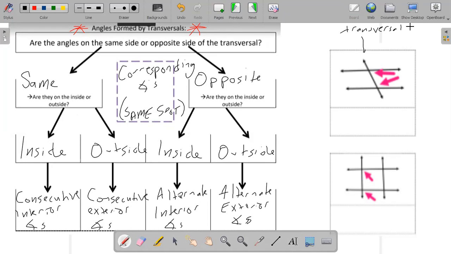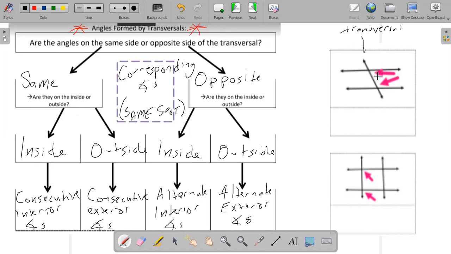All right. So what we need to do now is follow our flow chart. If I'm following my flow chart, the first question I ask is, are they on the same side or the opposite side of the transversal? If this is the transversal, are both of the angles on the left or both on the right? Are they on opposite sides of the transversal?